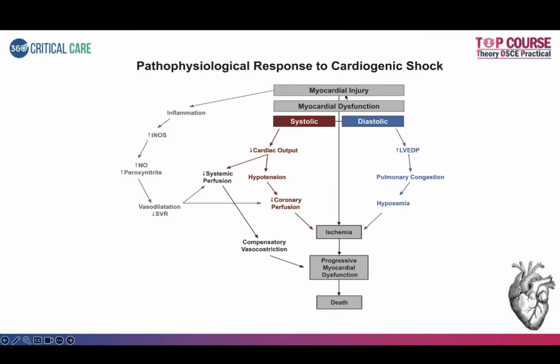So whenever there's a myocardial injury, there is extensive inflammation, there is free radical production. So ultimately, there will be vasodilatation and decrease in SVR. That is because of increased nitric oxide production. So because of that, the SVR comes down on one side. Whereas on the other side, because of myocardial injury, there will eventually be myocardial dysfunction because of loss of myocardial tissue. So there can be two issues that can occur. One is systolic, and the other one is diastolic. Because of the systolic dysfunction, there is going to be a decrease in cardiac output.